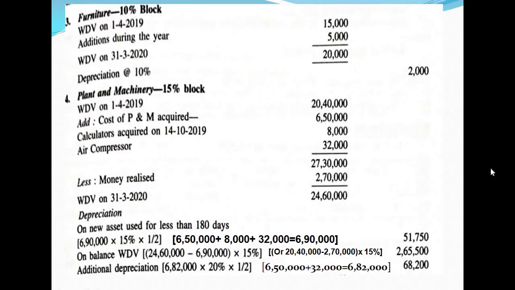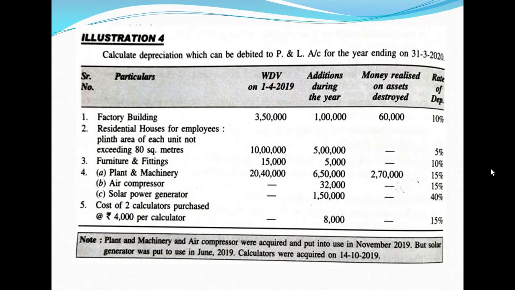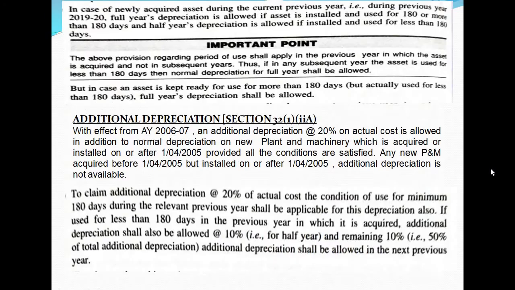So in this case, in the case of plant and machinery, calculators, and compressor, they have been put into use in November 2019, and the calculator will be assumed to have been put into use on the day of acquisition, that is 14/10/2019. So for plant and machinery and for air compressor, from November 2019 till 31st March 2020, the period does not exceed 180 days, and similarly for calculators. So it means that the assets have been put into use for less than 180 days. So if assets have been put into use for less than 180 days, only half year depreciation will be charged.